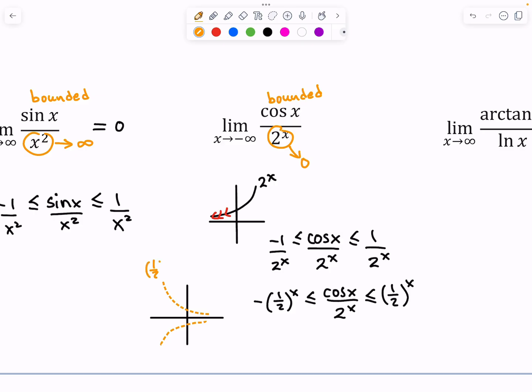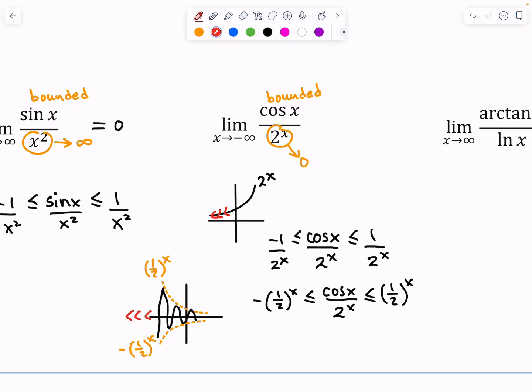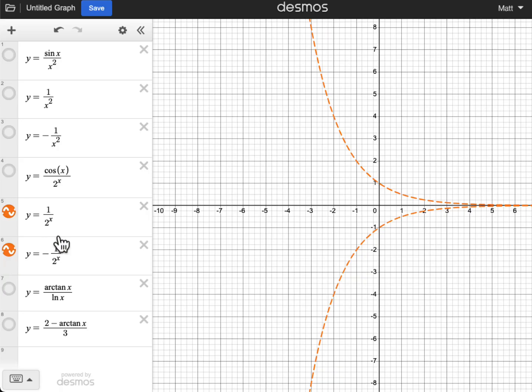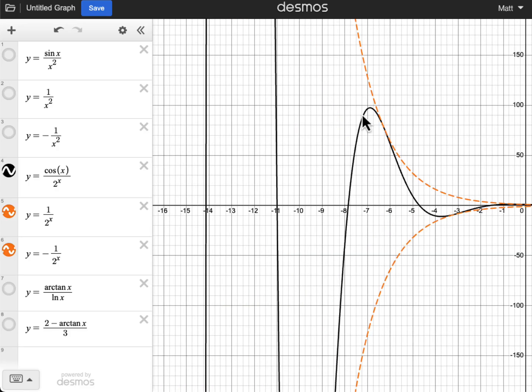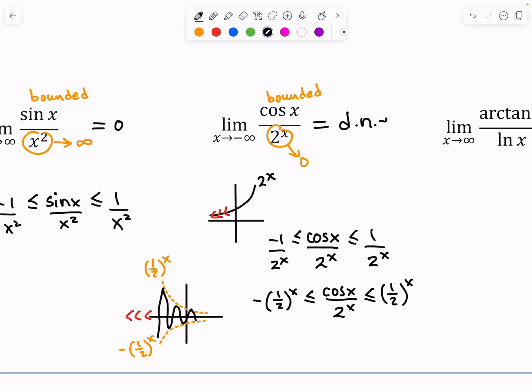Well, 1/2 to the x is a decaying exponential, and of course its opposite is a reflection around the x-axis. And so our function always bounces back and forth between these two in some way like this. And as we head this direction with x, we can see that the function that we are analyzing will just bounce back and forth between positive and negative infinity. Here's technology graphing our two functions that bound our function of interest. You can see that going off to the left, our function will just oscillate back and forth between negative infinity and positive infinity, having no real limit. And so the best we can say here is does not exist.